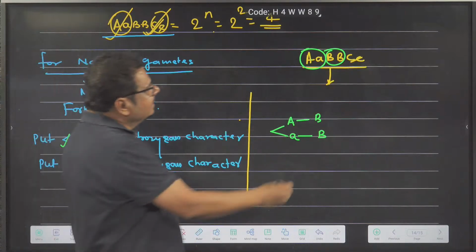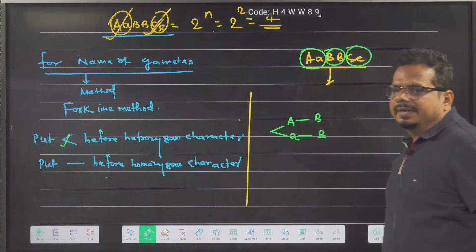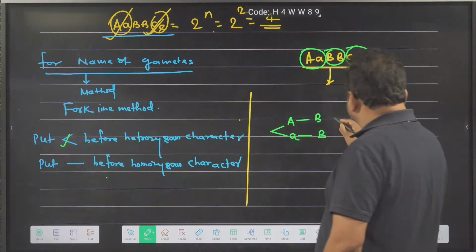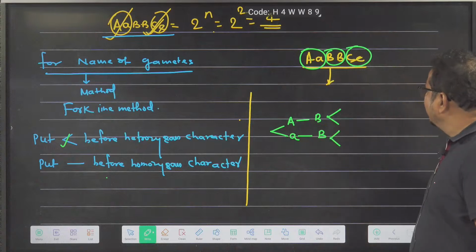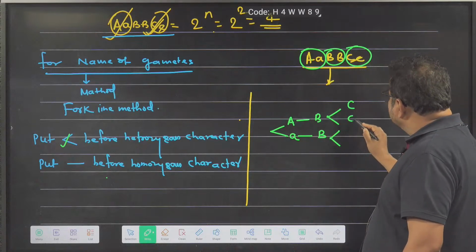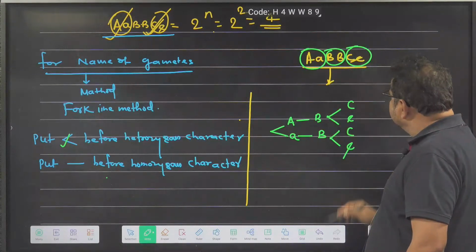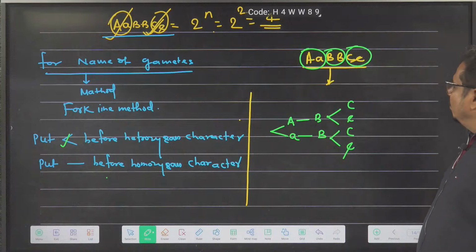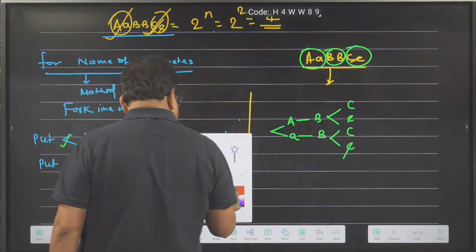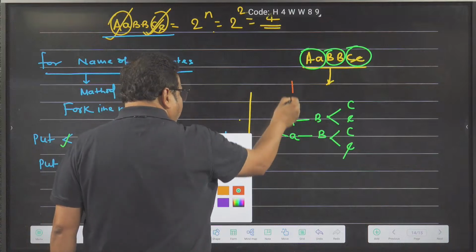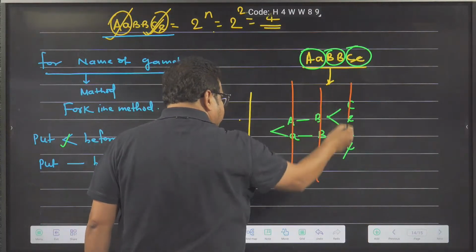Then the next one is also heterozygous. Agree? Capital C, small c is there. So we will make a fork like this after everyone, and then I am writing capital C, small c, capital C, small c. One type of alphabet in one line. Are you observing? One type of alphabet coming in one line.